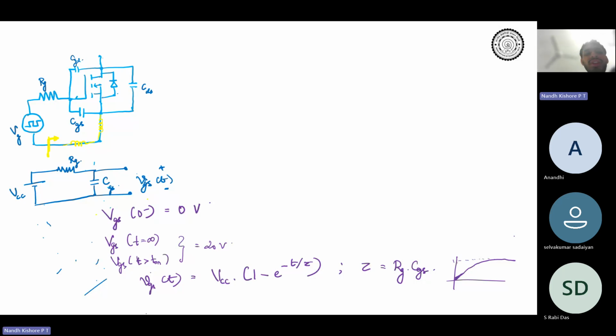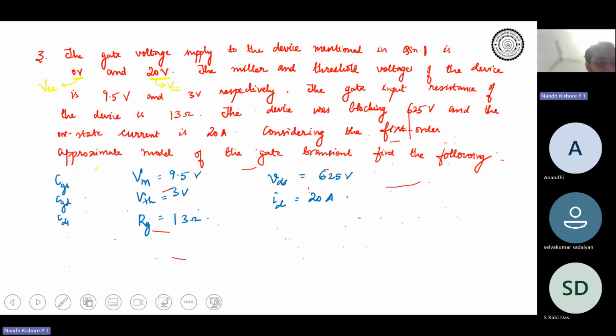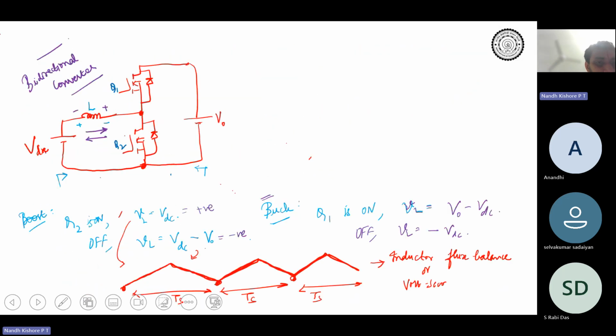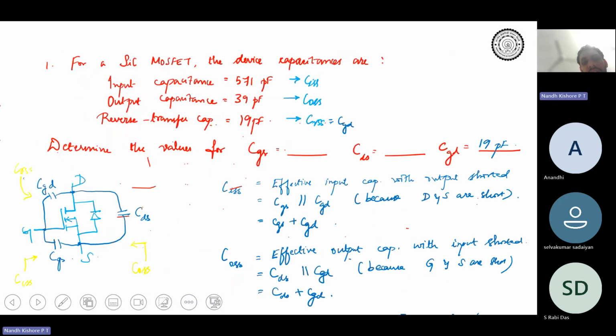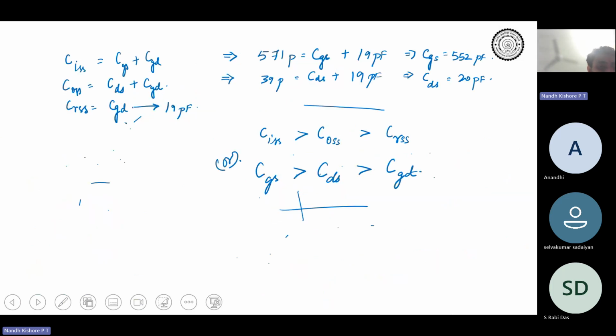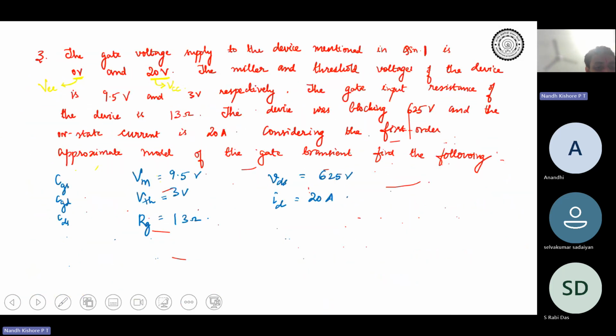One thing that you need to take care of: in the first problem we saw the effective input capacitance. The input capacitance is 571 picofarad, right? And what is the effective input capacitance? It is the capacitance seen from the input side with the output side shorted.